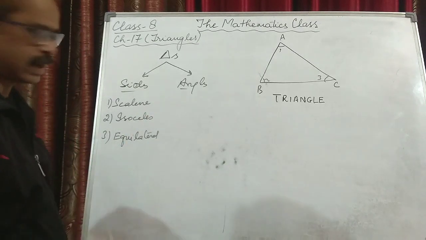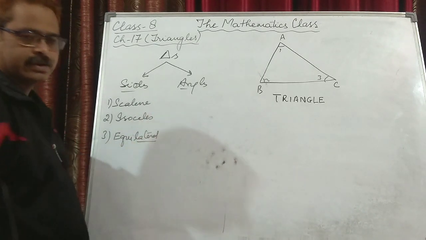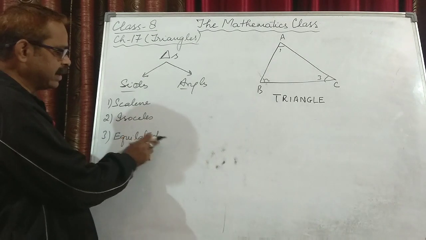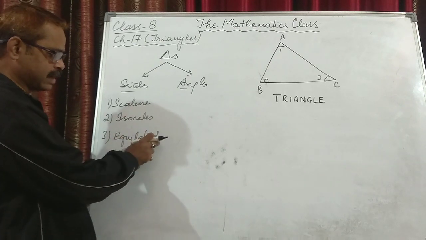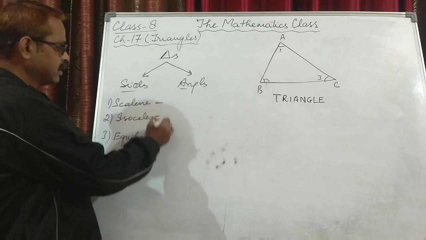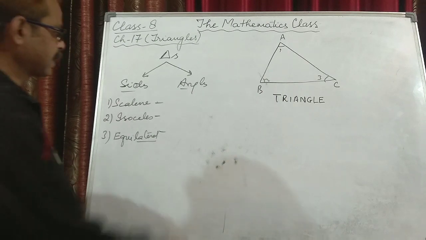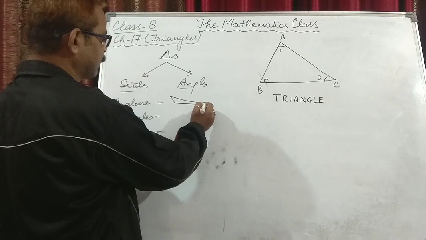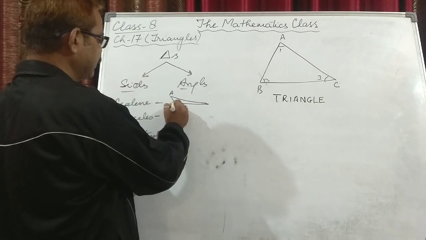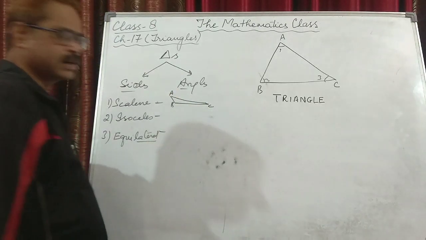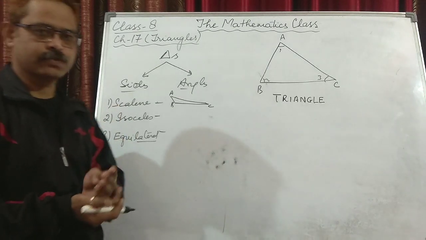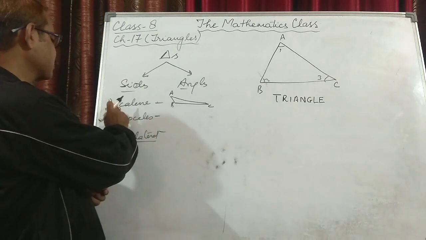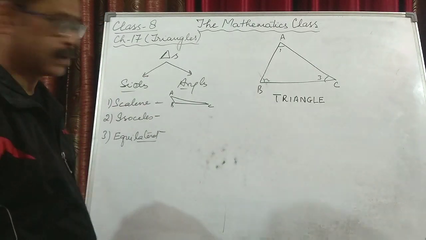Lateral means sides. The literal meaning of the word lateral is sides. Equilateral means equal sides. So first of all, about scalene triangle: a triangle whose all the sides, the measure of all the sides, is different. Let's say ABC. The length of all the sides of a triangle are different. If the length of all the sides of a triangle are different, it is known as a scalene triangle.